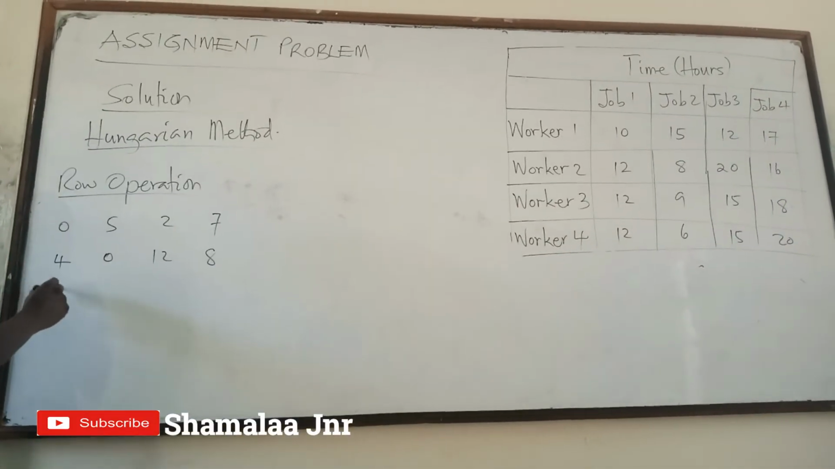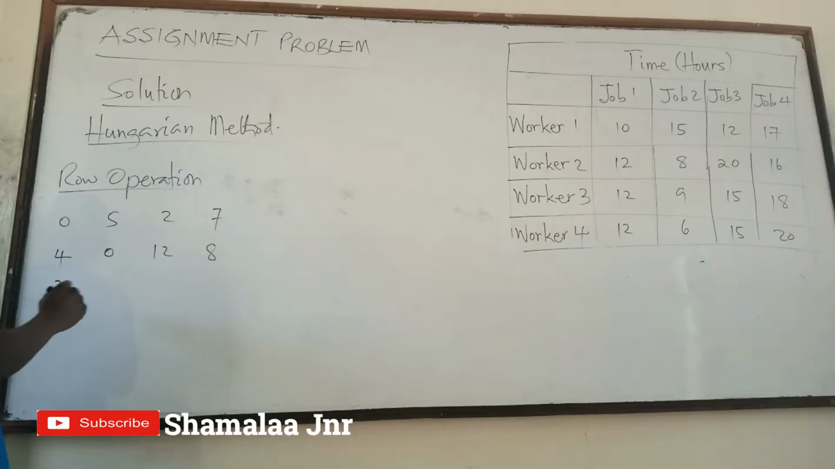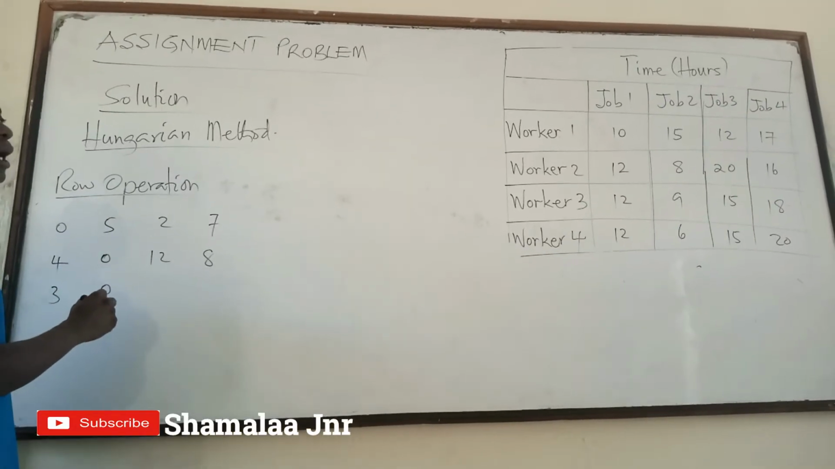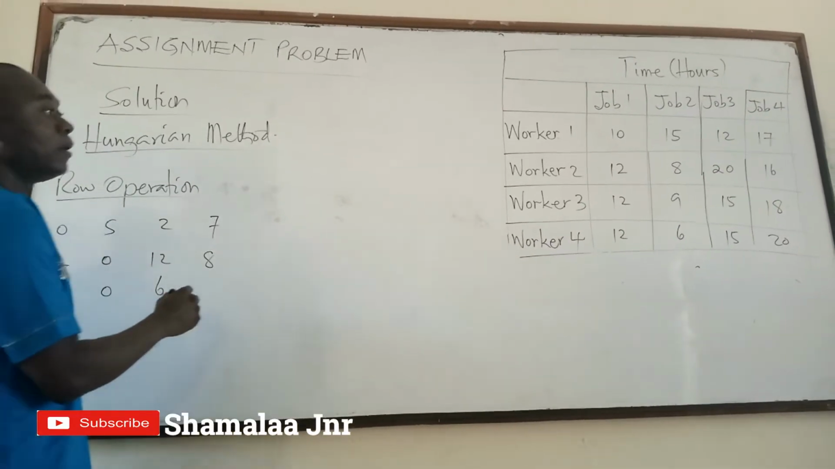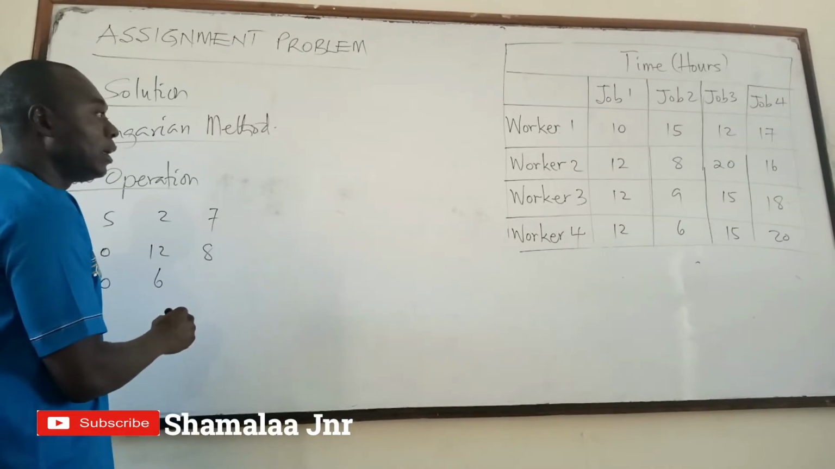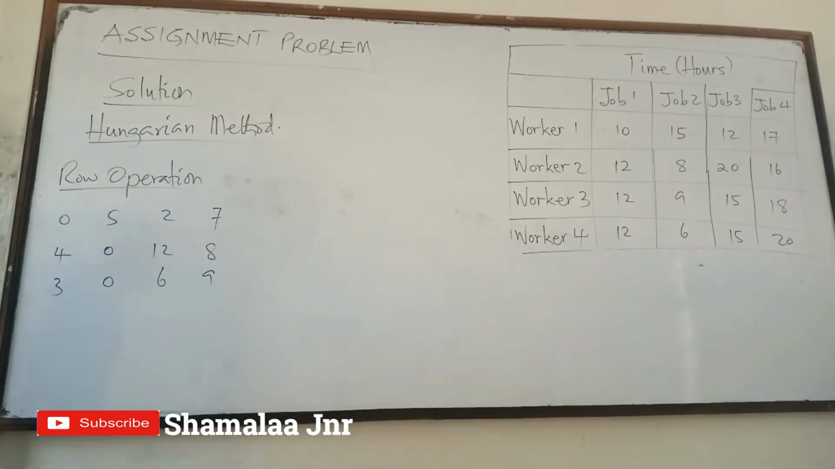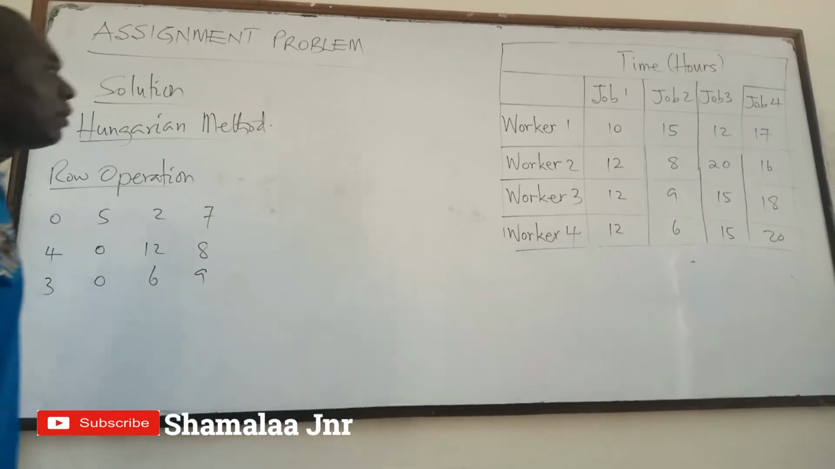9 from 12 is 3. 9 from 9 is 0. 9 from 15 is 6. And then 9 from 18 is 9. And the last one, the smallest number is 6.